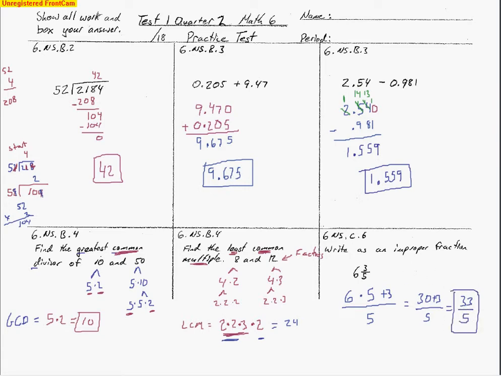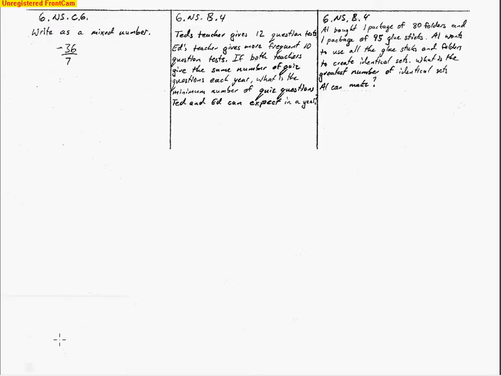Let's move on to the next section here, and here's the next problem on the bottom row. It says to write as a mixed number. Notice that we've got a negative sign, so our answer is going to have that negative sign in there. So I'll start with that, and then I'll go ahead and do the division.